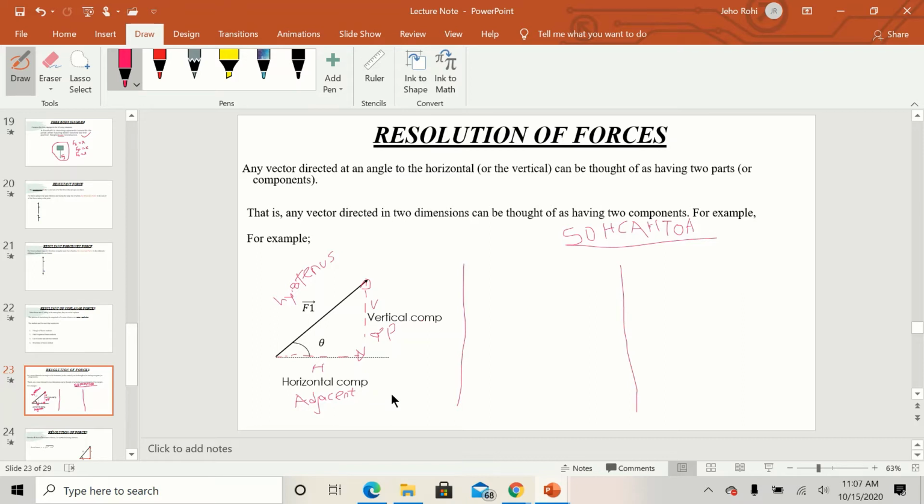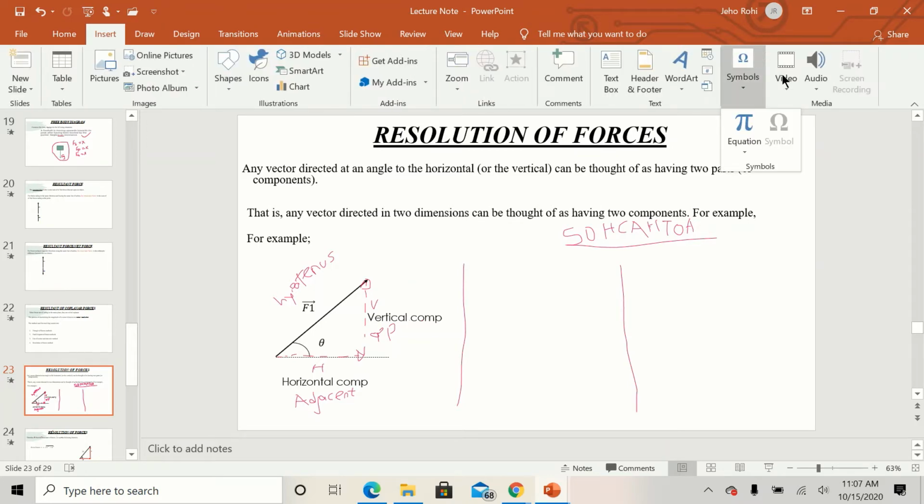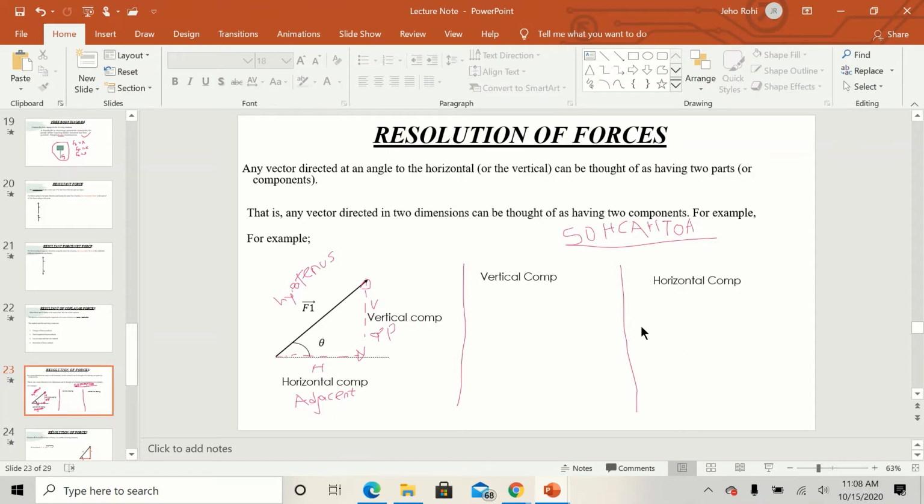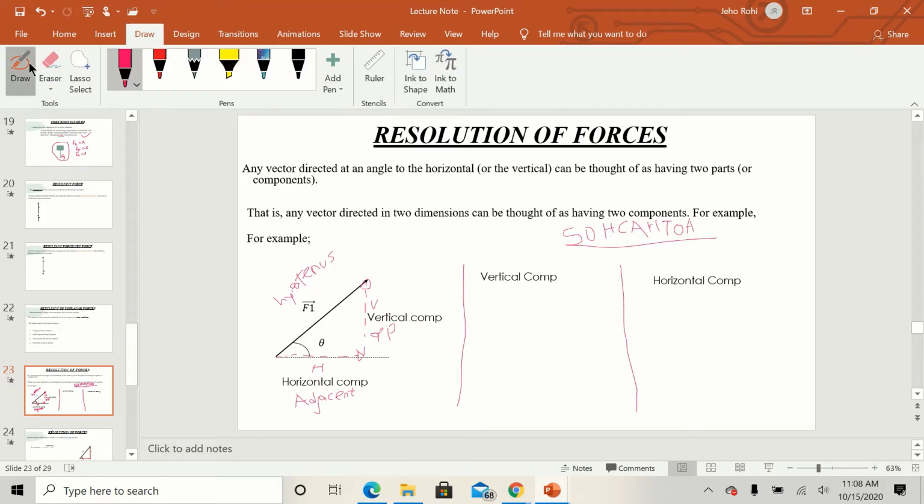Alright, now let's find the formula for the vertical component. This is the vertical component, and here is my horizontal component. Alright, good. Now, guys, tell me, how do I find V on this angle? What formula should I use from SOHCAHTOA to find my V? Any idea?